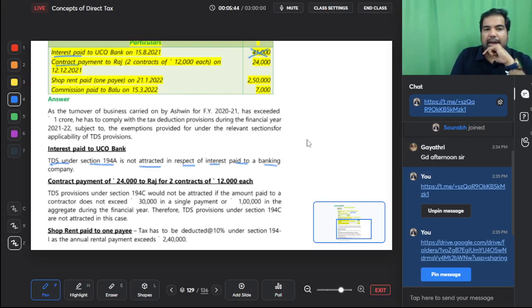Next, guys, contract payment to Mr. Raj, 2 contracts of 12,000 each on 12th of December 2021. Guys, you're paying to a contractor, but the payment is not more than 30,000, and hence this one, TDS provisions are not attracted in this case.